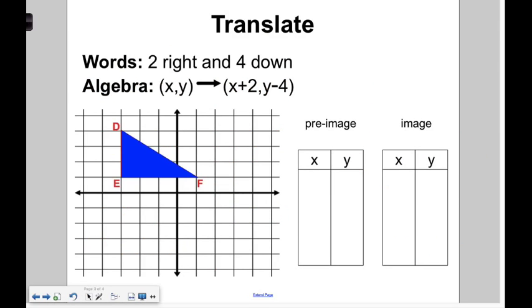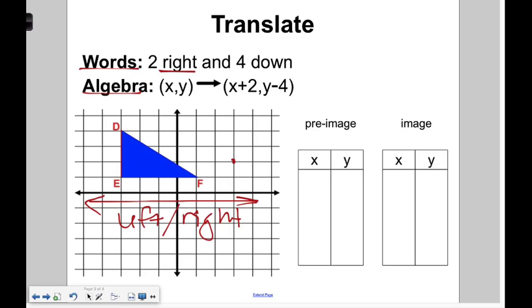Okay, let's take a look at an example. So you'll go find this part of your paper. So what we have here is, if you look in words, here's the description of what needs to happen to this blue shape. In words, we're told that the shape is going to move 2 right and 4 down. What I want you to look at is the words compared to the algebra. 2 right and 4 down. A left and right movement is on the x-axis.